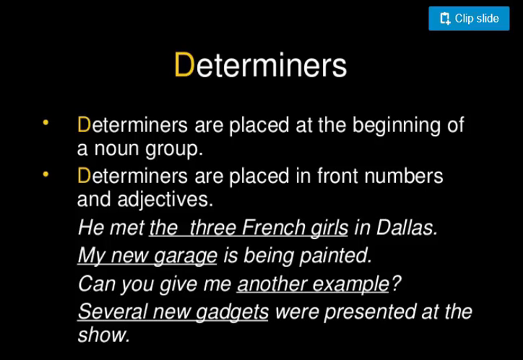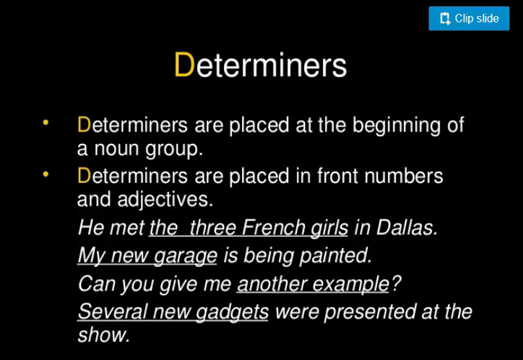Determiners are placed at the beginning of the noun group. Students, before discussing determiners, we need knowledge about nouns. A noun group means a phrase which consists of a noun along with other words, like two blue balloons. Two blue balloons is a noun along with an adjective, so it becomes a noun group, or a noun phrase. So what are determiners? Determiners are placed at the beginning of the noun group.